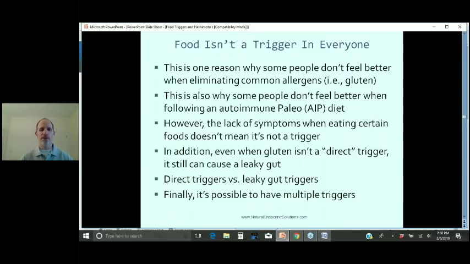If you have multiple triggers but you only remove one, yeah, a lot of people will feel better. Some people will feel significantly better, but some people might not. Everybody's different. So that's why, again, you can't always go by symptoms. Sometimes you can, and symptoms are important, but you just not feeling better when going on an AIP diet or just eliminating gluten by itself doesn't mean that you don't have that sensitivity. Again, you very well might have multiple triggers.